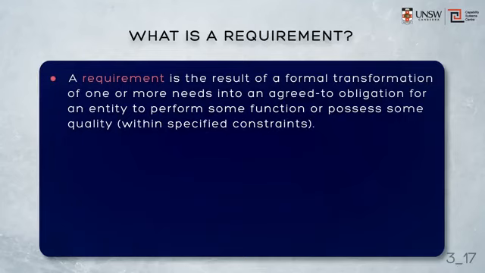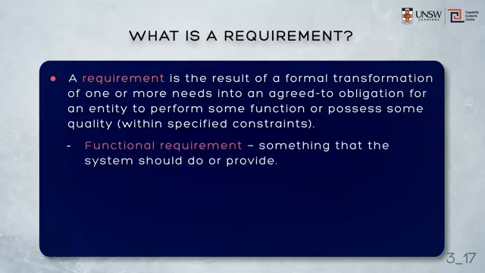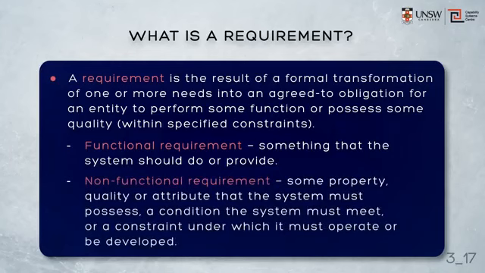Now, it's common in systems engineering to refer to two major categories of requirement. The first is a functional requirement, and as its name implies, it means a function, something that the system should do or something it should provide. The remaining types of requirements are generally called non-functional requirements, and they are wide and varied, but they refer to properties, qualities, or attributes that the system must possess, so some colour, for example, or some shape. It might also refer to some condition that the system must meet, or some constraint under which it must operate, or in fact be developed.